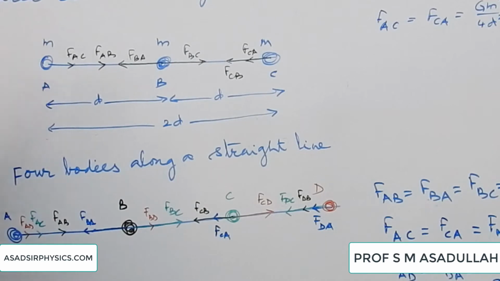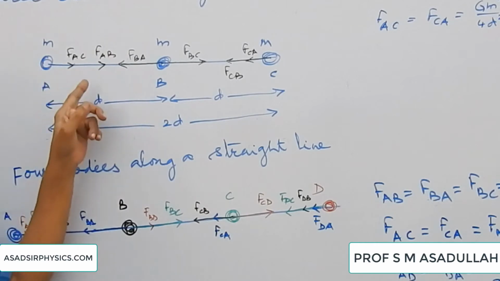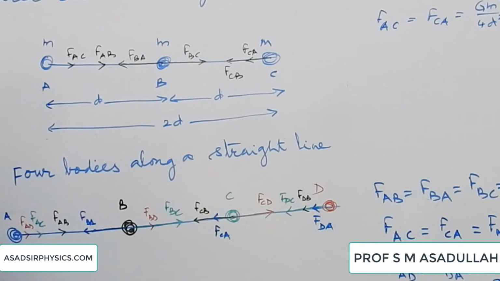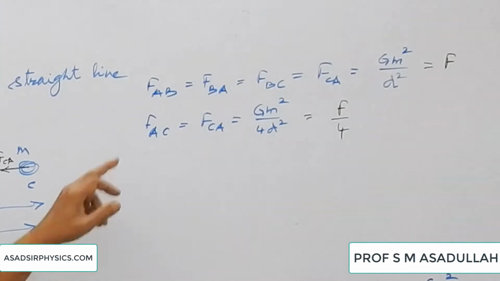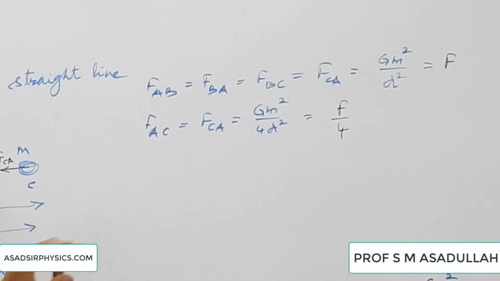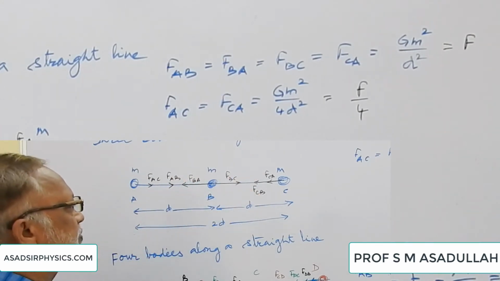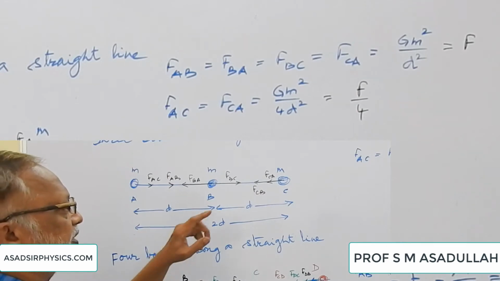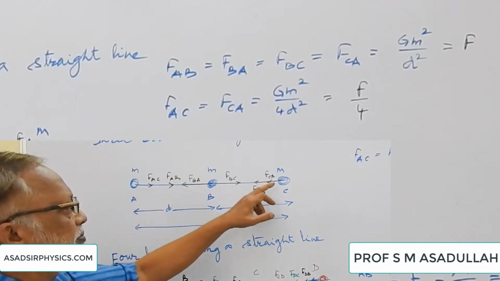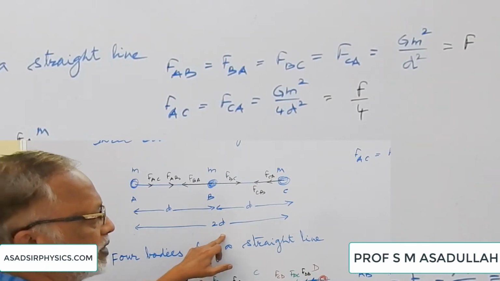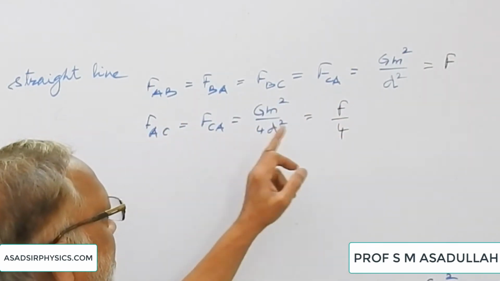Now let us consider body A. On this one there will be two forces. One due to B, which is written as force on A due to B, another due to C, which is written as force on A due to C. If you consider force on A due to B, that is G m into m, that is G m square by d square. If you consider force on A due to C, FAC is equal to G m into m by 2d whole square, that is G m square by 4d square. If we take this as F, this we can take as F by 4.